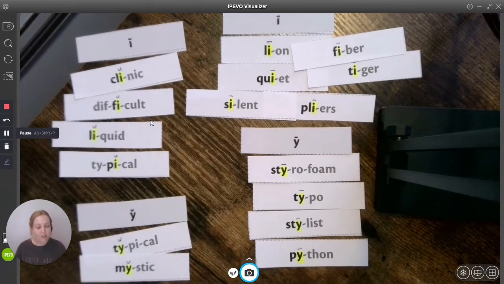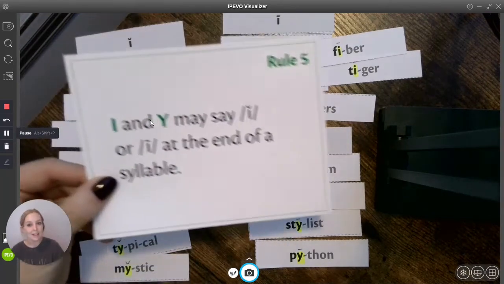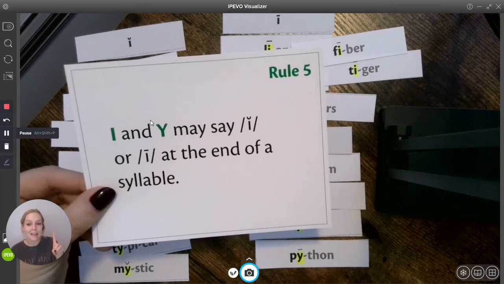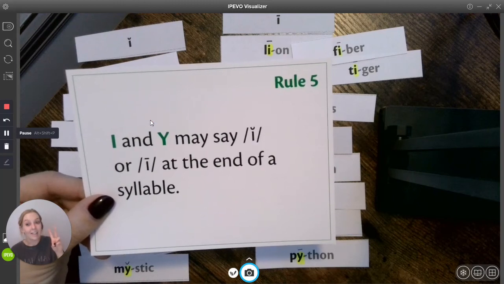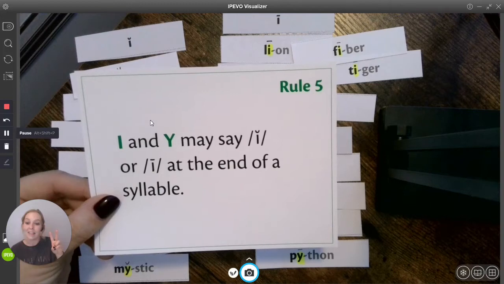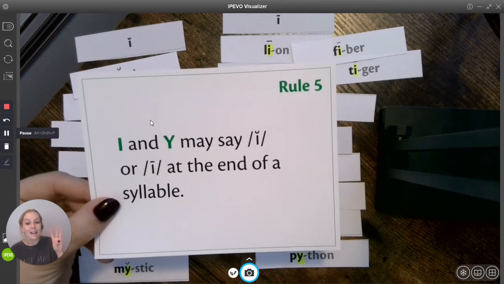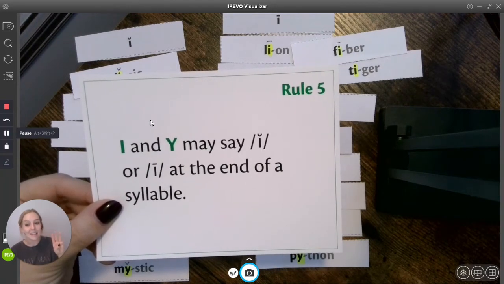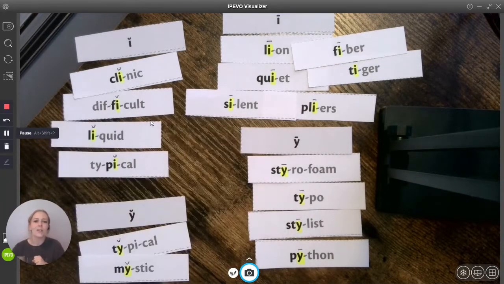Let's say the rule 3 times together, okay? I and Y may say I or I at the end of a syllable. Do it again. And last time. Good job. Double check all your answers.